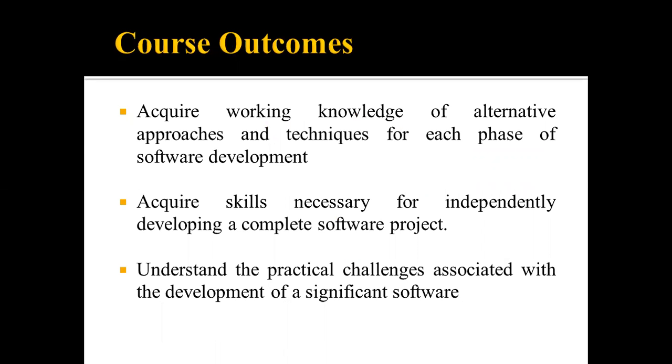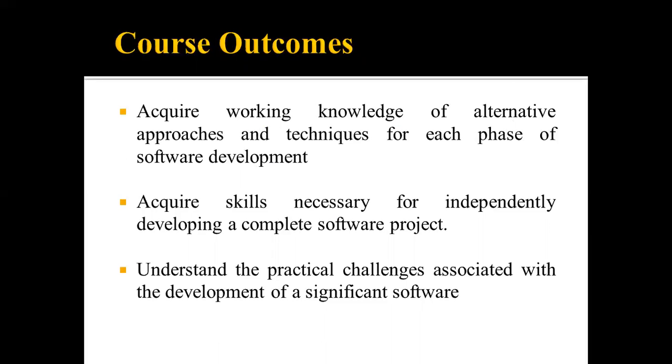Coming on to the course outcomes, that is, what are we going to learn when we complete this entire study of the subject? The first outcome is acquiring the working knowledge of alternative approaches and techniques for each phase of software development. While developing a particular software, each and every organization has its own techniques and methods. There are different models, so that you get to know what the different options available are.